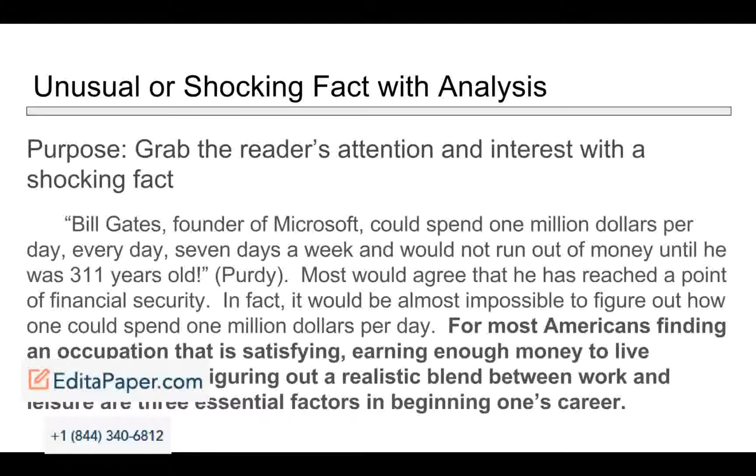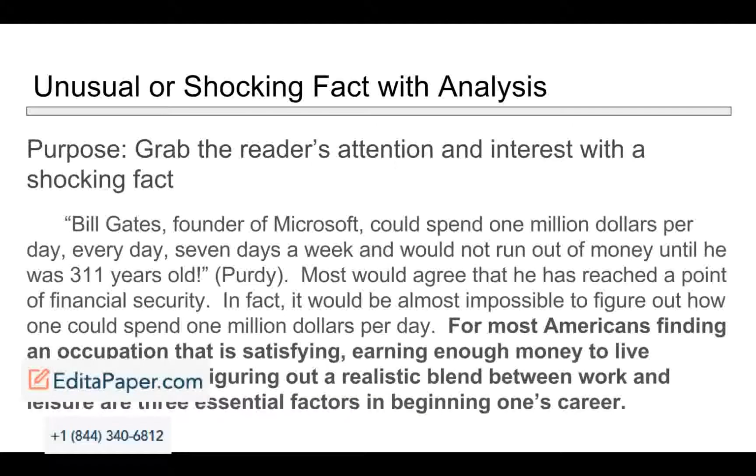Bill Gates, founder of Microsoft, could spend $1 million per day, every day, 7 days a week, and would not run out of money until he was 311 years old. Most people would agree that he has reached a point of financial security. In fact, it would be almost impossible to figure out how one could spend $1 million per day. For most Americans, finding an occupation that is satisfying, earning enough money to live comfortably, and figuring out a realistic blend between work and leisure are 3 essential factors in beginning one's career.